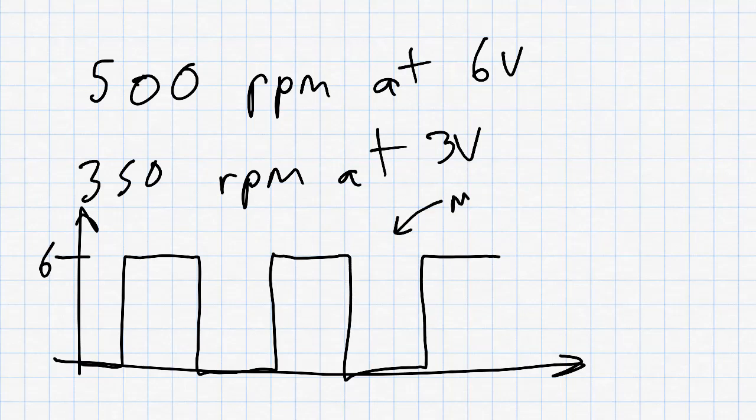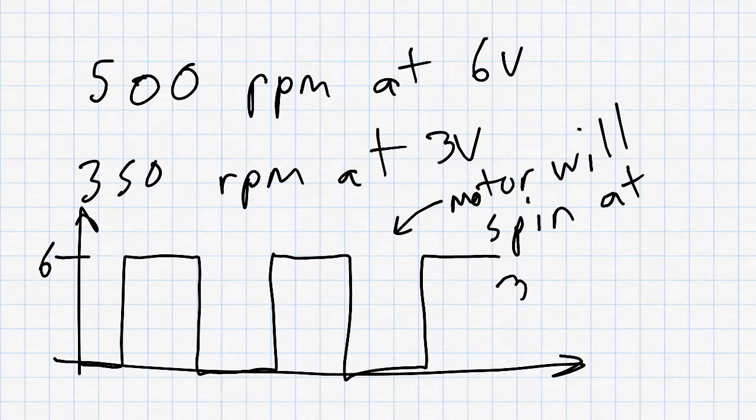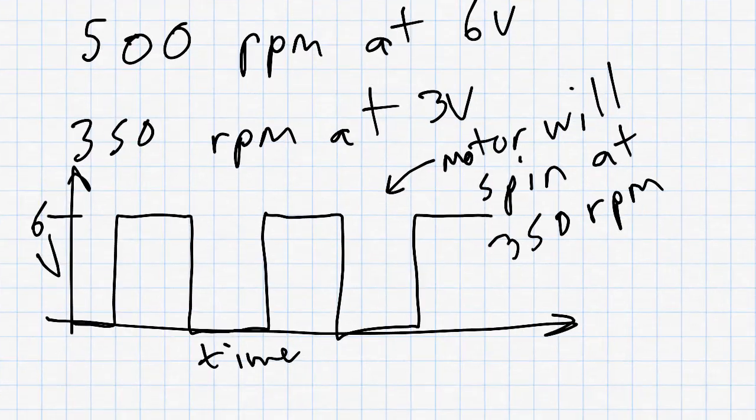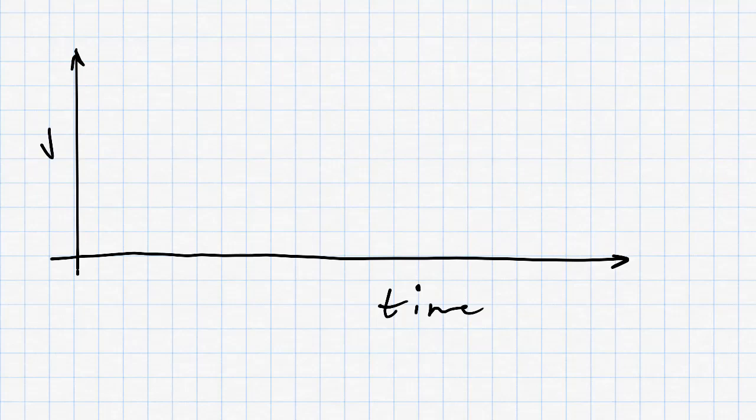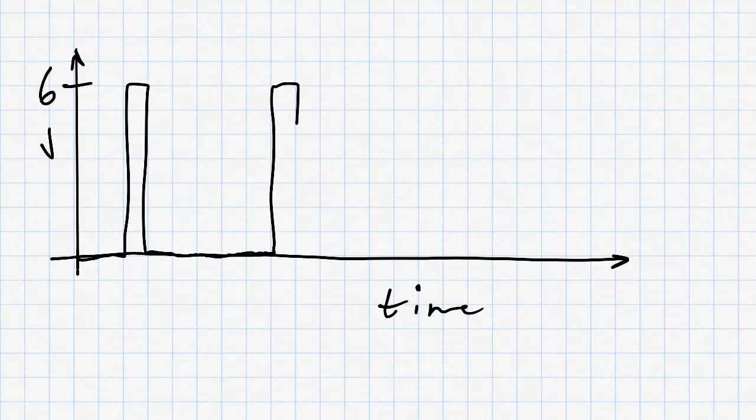The motor will spin at 350 RPM, the speed that it would spin if we were giving it a constant 3 volts. In other words, turning the 6 volt signal on and off so that it's on for half the time is the same thing as giving a steady voltage of half the 6 volts. We can do this for other ratios also. Suppose we want to know how fast the motor will spin if we gave it only 1 volt. We could take our 6 volt signal and turn it on for 1/6 of the time and off for 5/6 of the time, and the motor will behave as if we were giving it a constant, steady 1 volt signal.